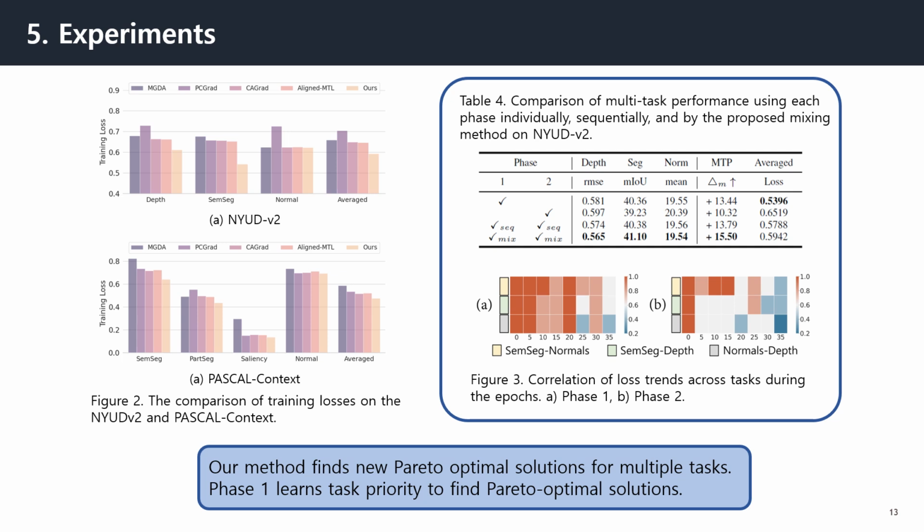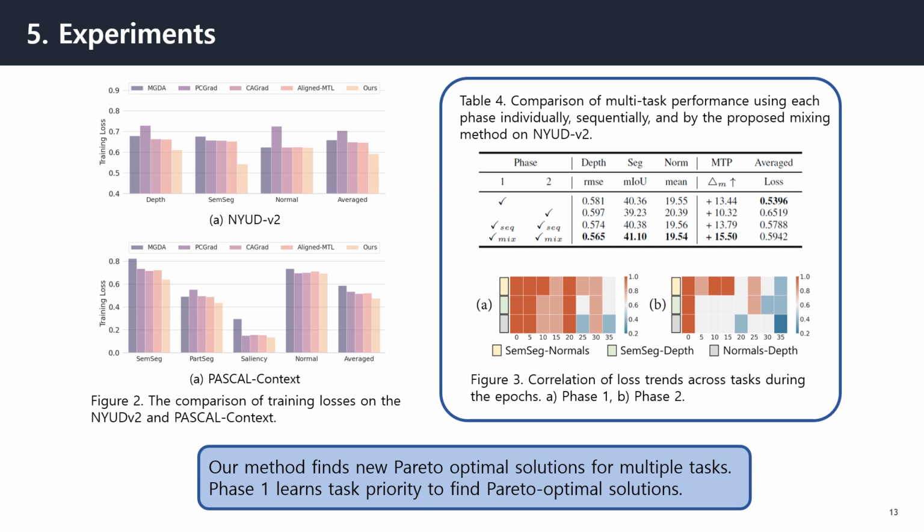Phase 1 of our method focuses on learning task priority to discover Pareto optimal solutions. In our ablation studies, detailed in Table 4, we investigate the impact of each optimization stage. When solely employing phase 2, we observe no significant difference in performance compared to previous optimization methods. However, with the inclusion of phase 1, we achieved the lowest average multitask loss.